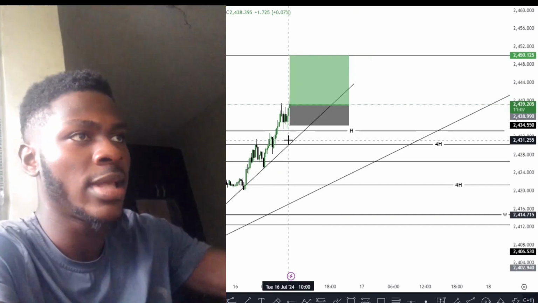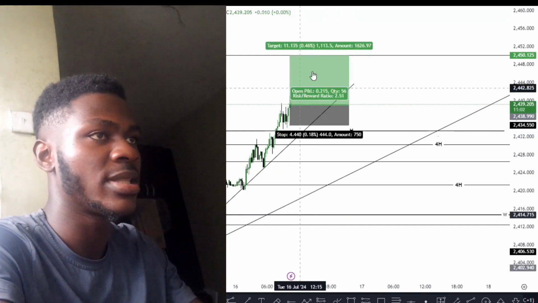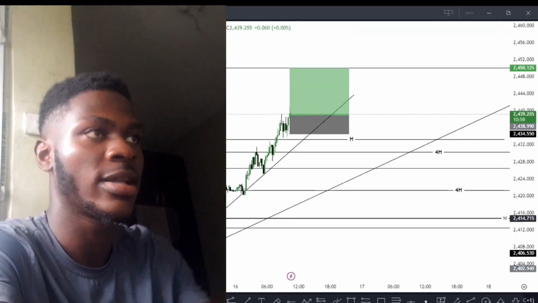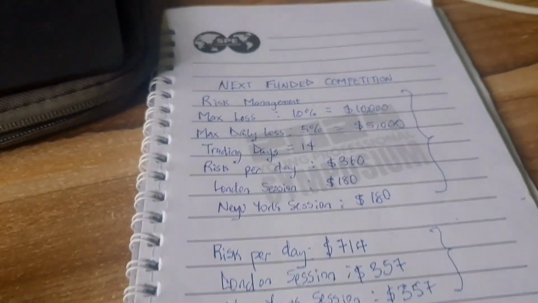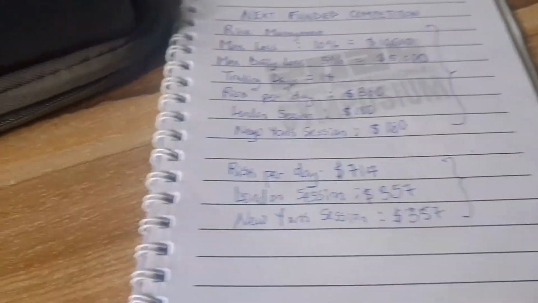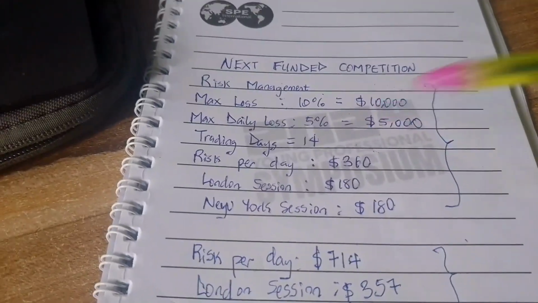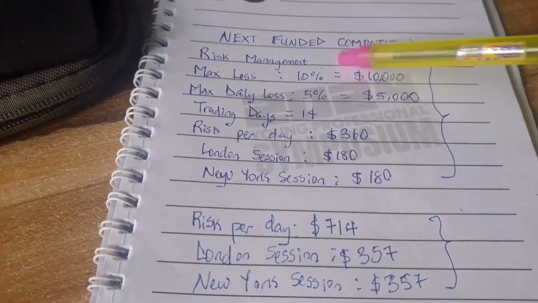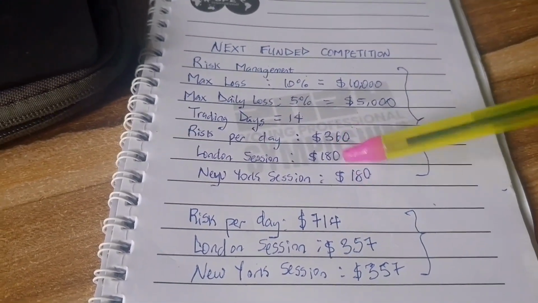Another thing I want to point out to you guys is the risk management aspect. Let me show you something regarding it. Originally, if you've been following me since the beginning of the challenge, this was the first risk management plan I had: to risk 360 USD every day.